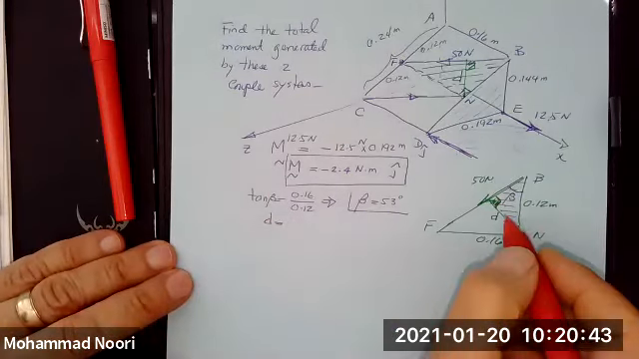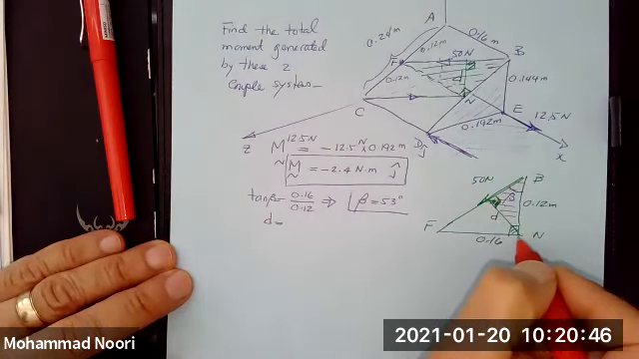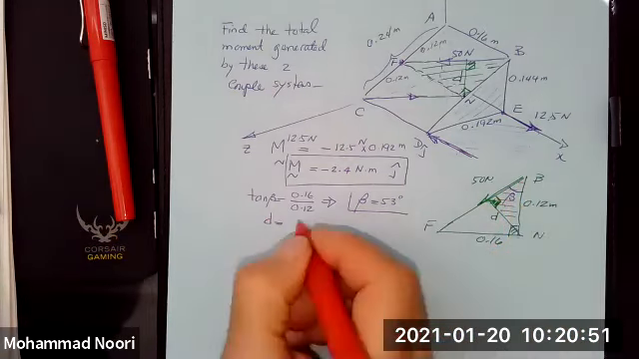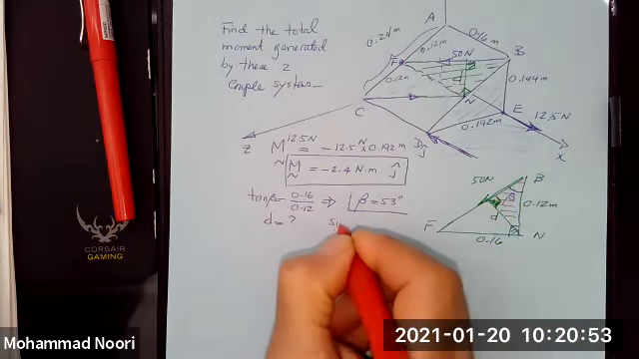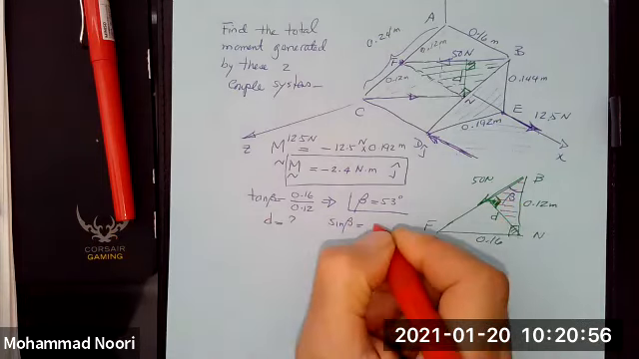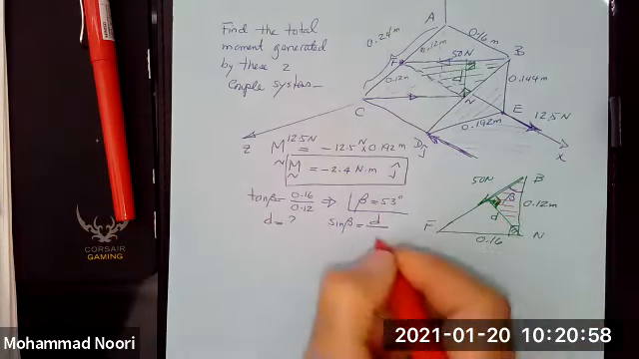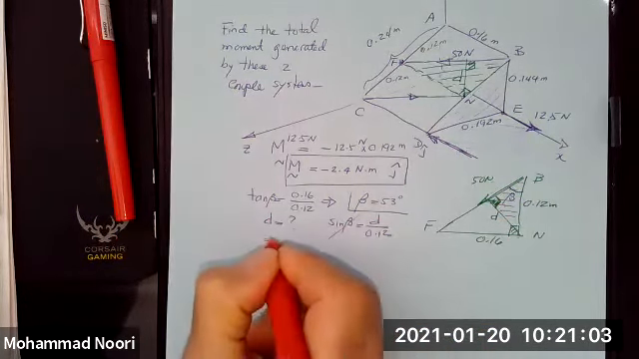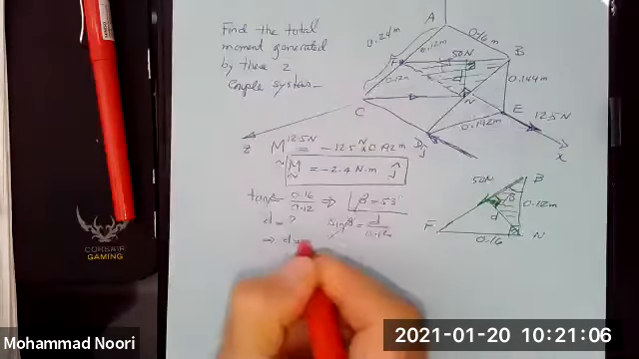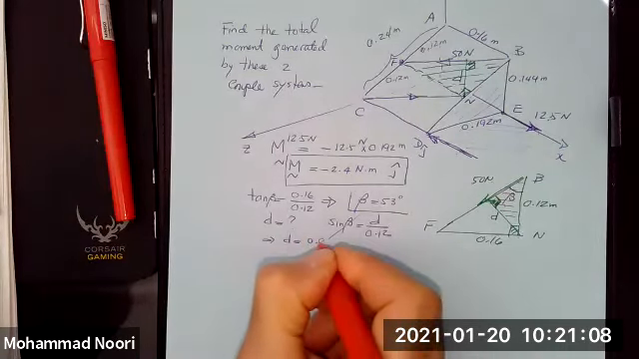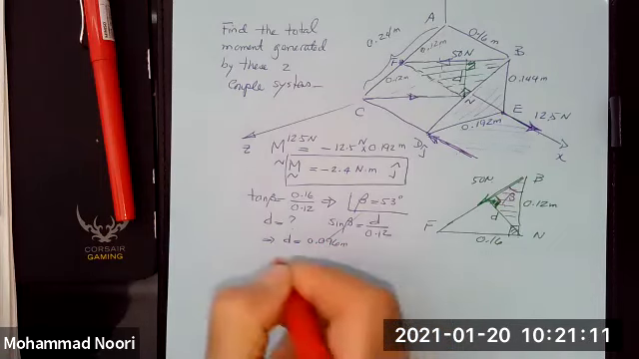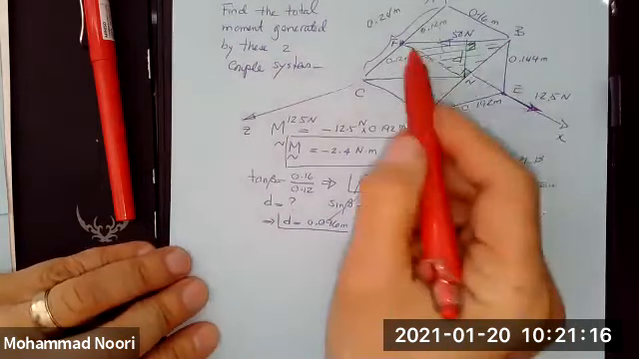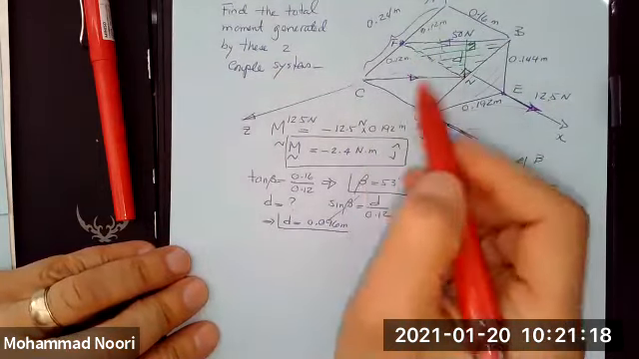D would be, in this triangle, if I write the sine of beta, that would be D over 0.12. I have beta, that gives me D, which comes out to be 0.096 meters. Okay? So the magnitude of the moment that these two couples generate is what?